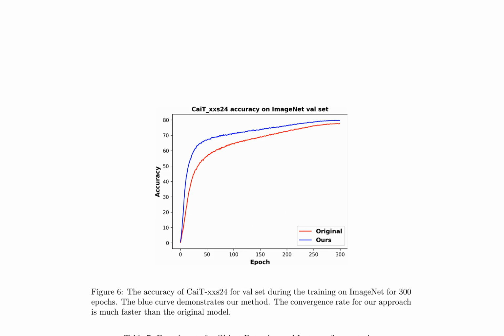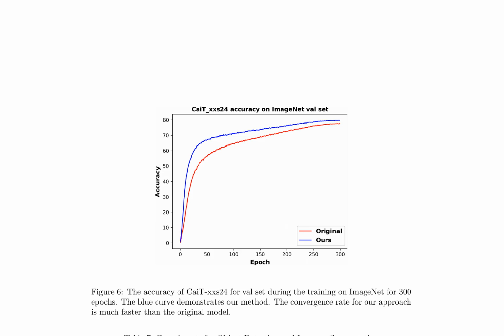The authors also introduce a new class of models called CaiT, which leverages class attention to improve the efficiency and accuracy of transformer-based architectures. Experiments on ImageNet 1K demonstrate that CaiT-XXS12 and CaiT-XXS24 outperform their original counterparts, achieving higher accuracy with significantly faster convergence speed.